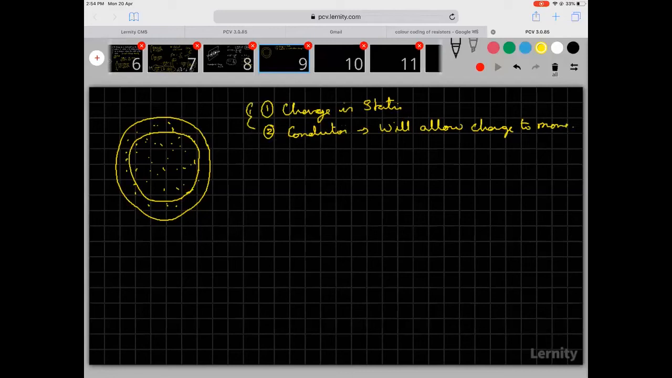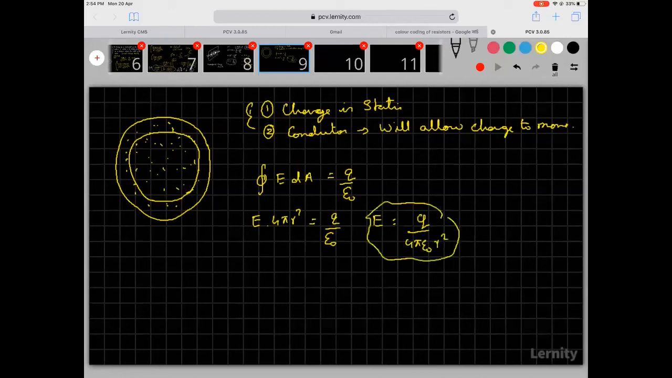So if I apply Gauss law, integral E dot dA is equal to Q by epsilon naught. So E into 4 pi r squared is equal to Q by epsilon naught. So E is equal to Q by 4 pi epsilon naught r squared. Right? That means there is some electric field at this point. If there is an electric field, there will be a force acting on the charge which is there. And so this is not possible. So whatever we are saying is not possible.